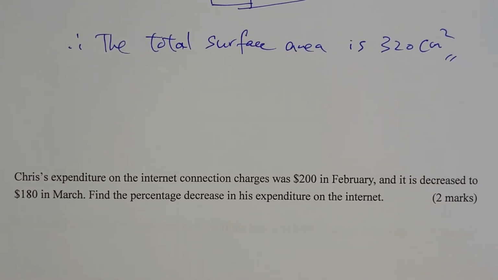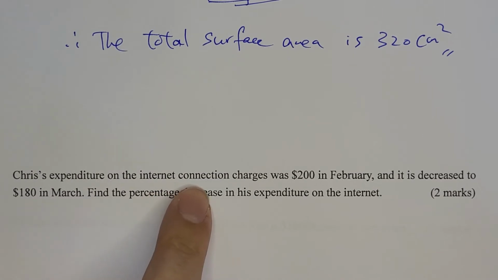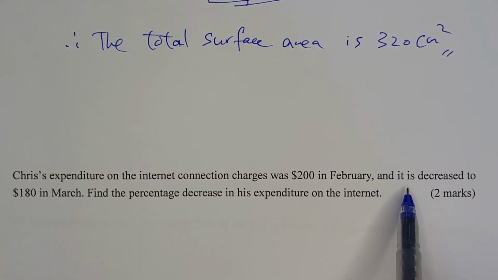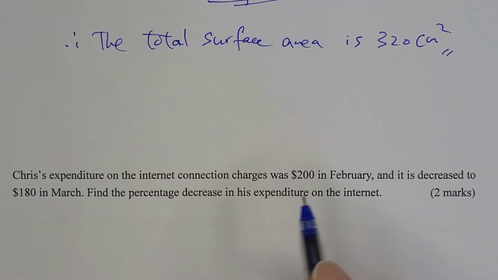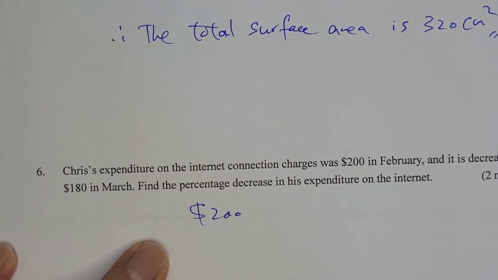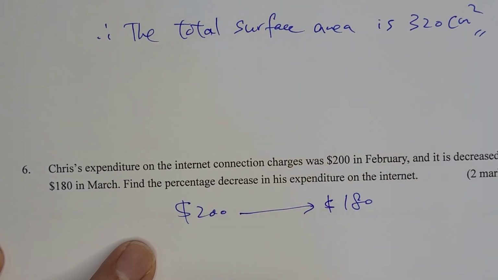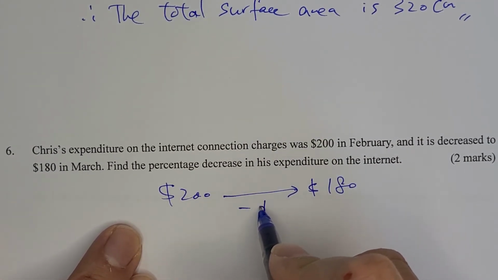For question number 6, Chris' expenditure on the internet connection charge was $200 in February, and it decreased to $180 in March. Find the percentage decrease. Quite simple. Originally 200, then it moved to 180, right? I don't know what the percentage decrease is.